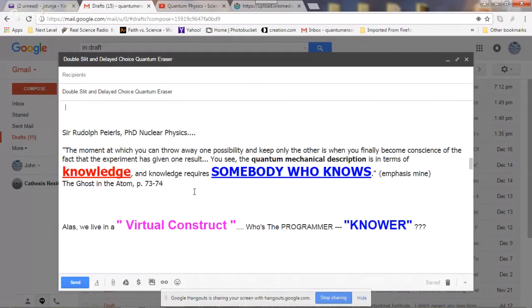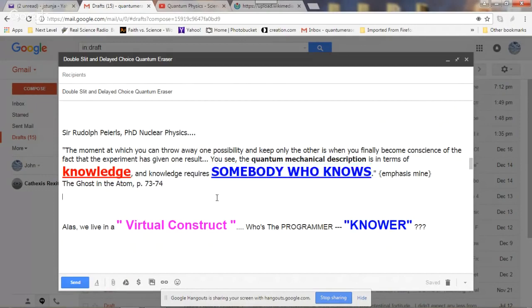So the moment at which we can throw away one possibility and keep only the other is when you finally become conscious of the fact that the experiment has given one result. You see, the quantum mechanical description is in terms of knowledge, and knowledge requires somebody who knows.